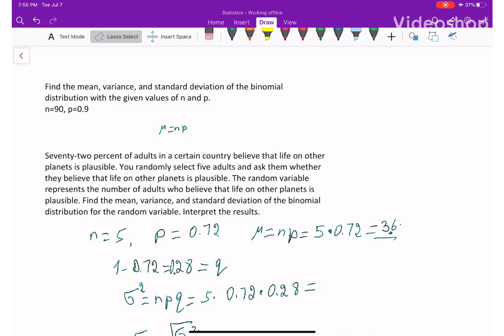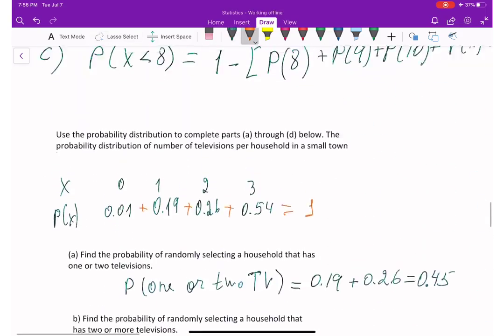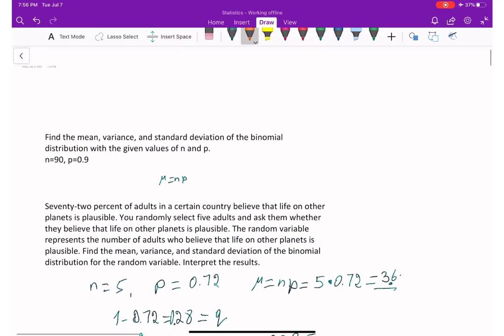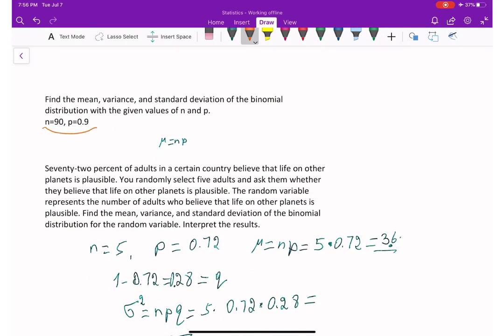I am covering in this video binomial distribution. So let's start with the basic question. Find the mean, variance, and standard deviation of the binomial distribution with the given values n and p. All right, here. N is equal to 90, probability is equal to 0.9.